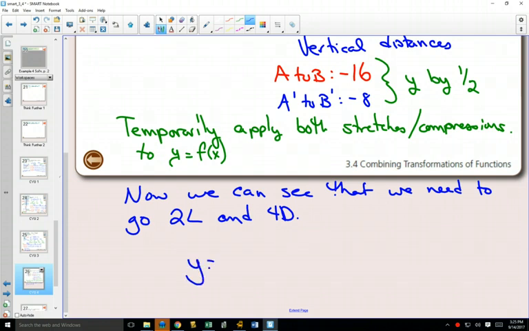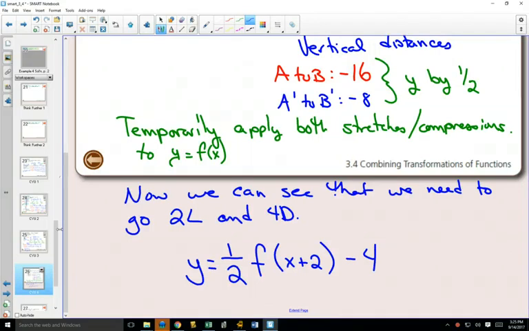in terms of f, y by half would be out in front. Inside, the x gets multiplied by 1. You don't need to show that because nothing's happened. The only thing inside is 2 to the left. We can show that with an x plus 2. And then 4 down, minus 4.